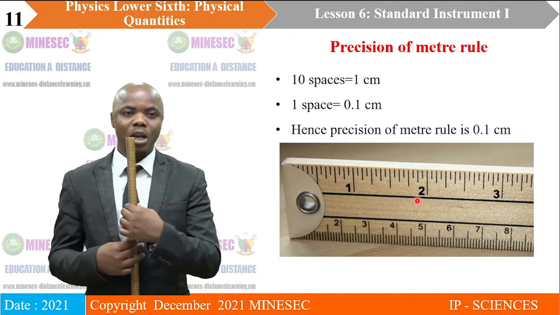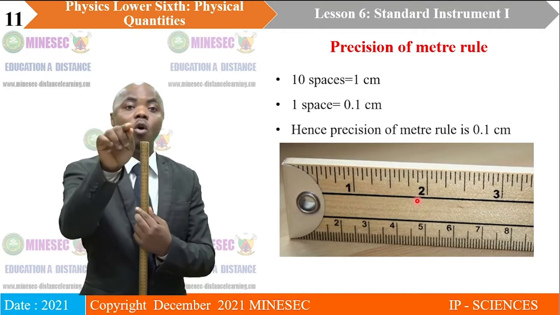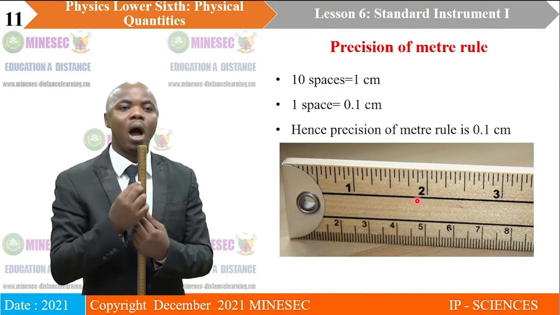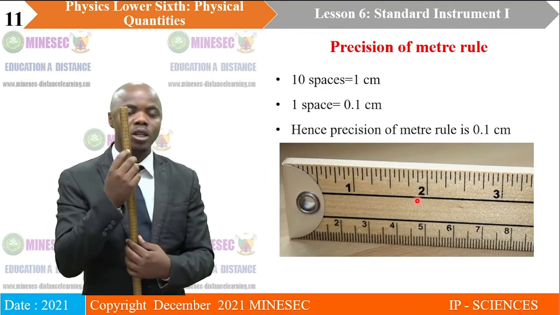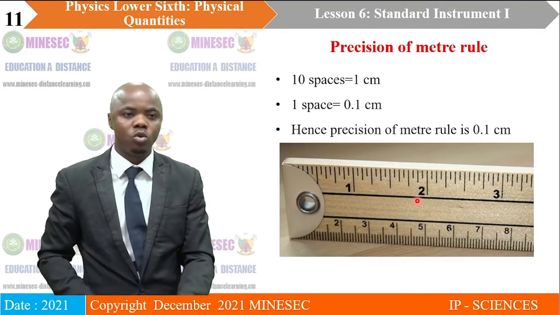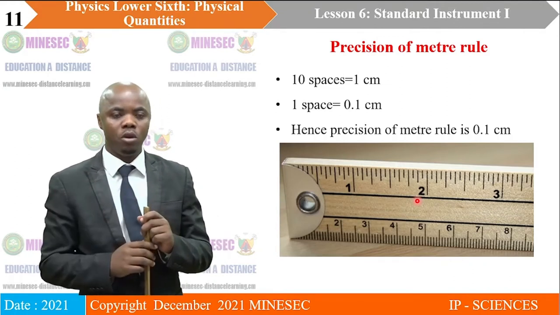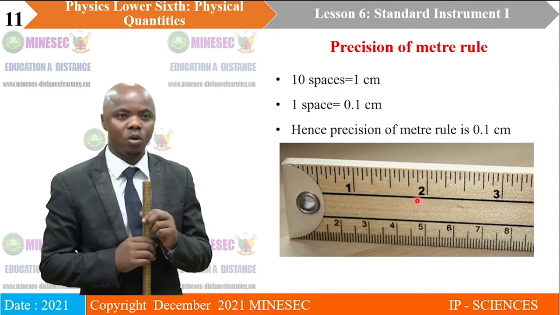It is universal. What does that mean? It means in my studio, the meter rule I'm holding is 0.1 centimeter. The one you are holding also is 0.1 centimeter. It is a standard instrument. We are trying to build scientific standards so that if I measure here in the studio, you measure in your houses, we have the same scientific representation.